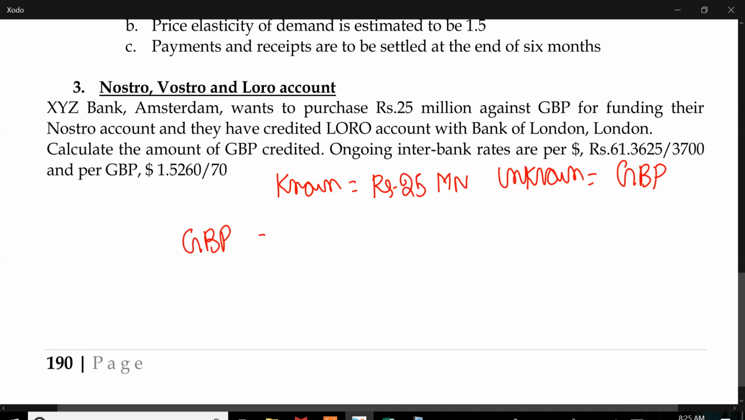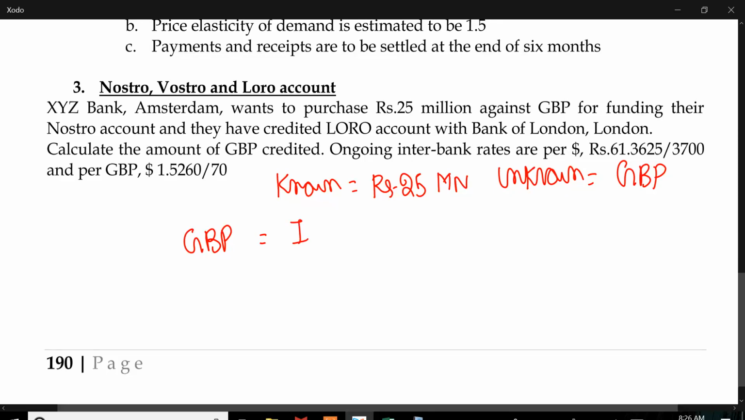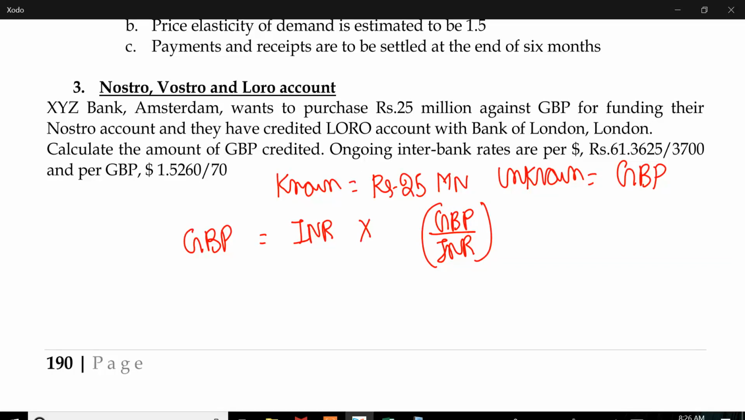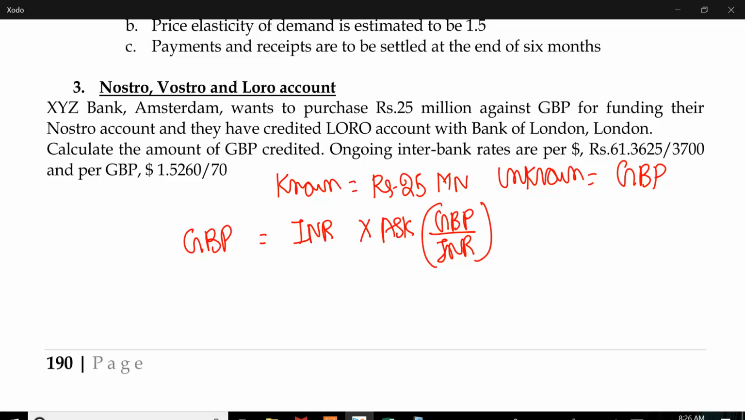GBP equals, what's the formula? INR into GBP by INR. What are we doing with INR? We want to purchase it. Bank wants to sell. Bank will sell at the ask rate. Expand the formula and get to the solution.